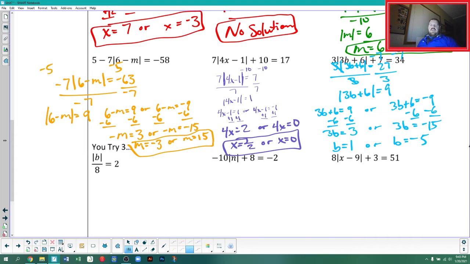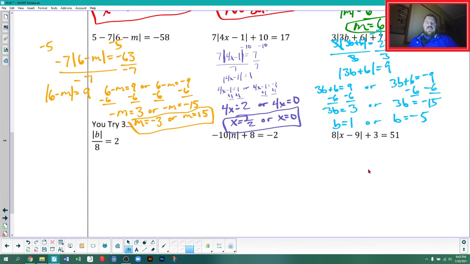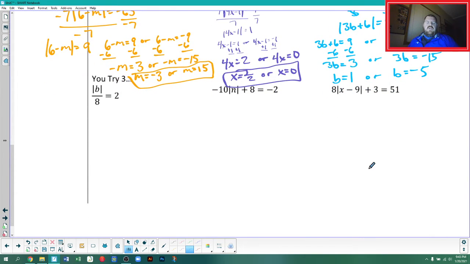Okay? It does say that you should try these ones. If you want to pause the video and go and give those a shot, feel free. Just in the interest of time, I'm just going to keep working. Here we go. Multiply by 8 on both sides to get that absolute value of b by itself. 2 times 8 is 16. So absolute value of b equals 16. So b equals, quick way to write it, plus or minus 16.